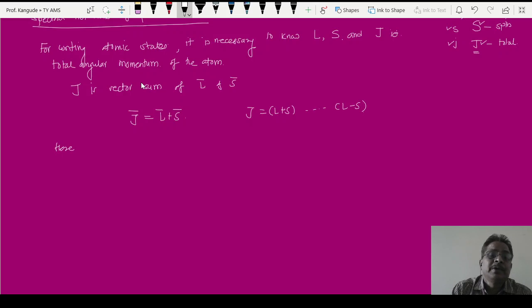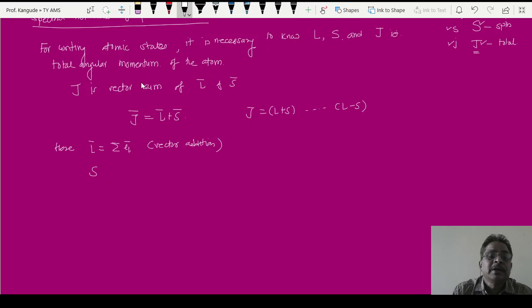this capital L bar is given by the summation of all Li bar. However many electrons there are, their orbital angular momenta are to be added together, and then we will get capital L bar. Again, remember, this is a vector addition. Everything is vector addition, so this is also a vector addition.